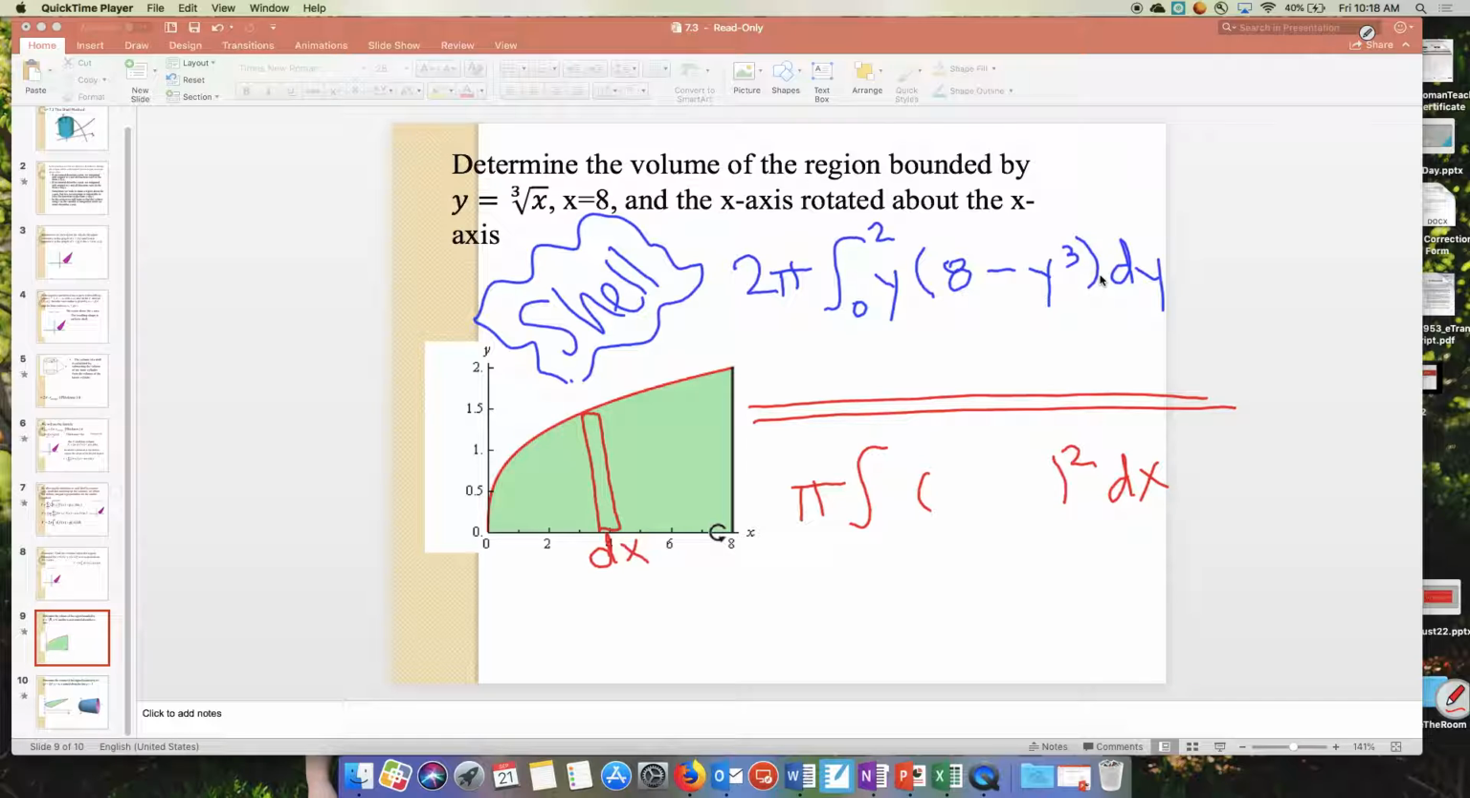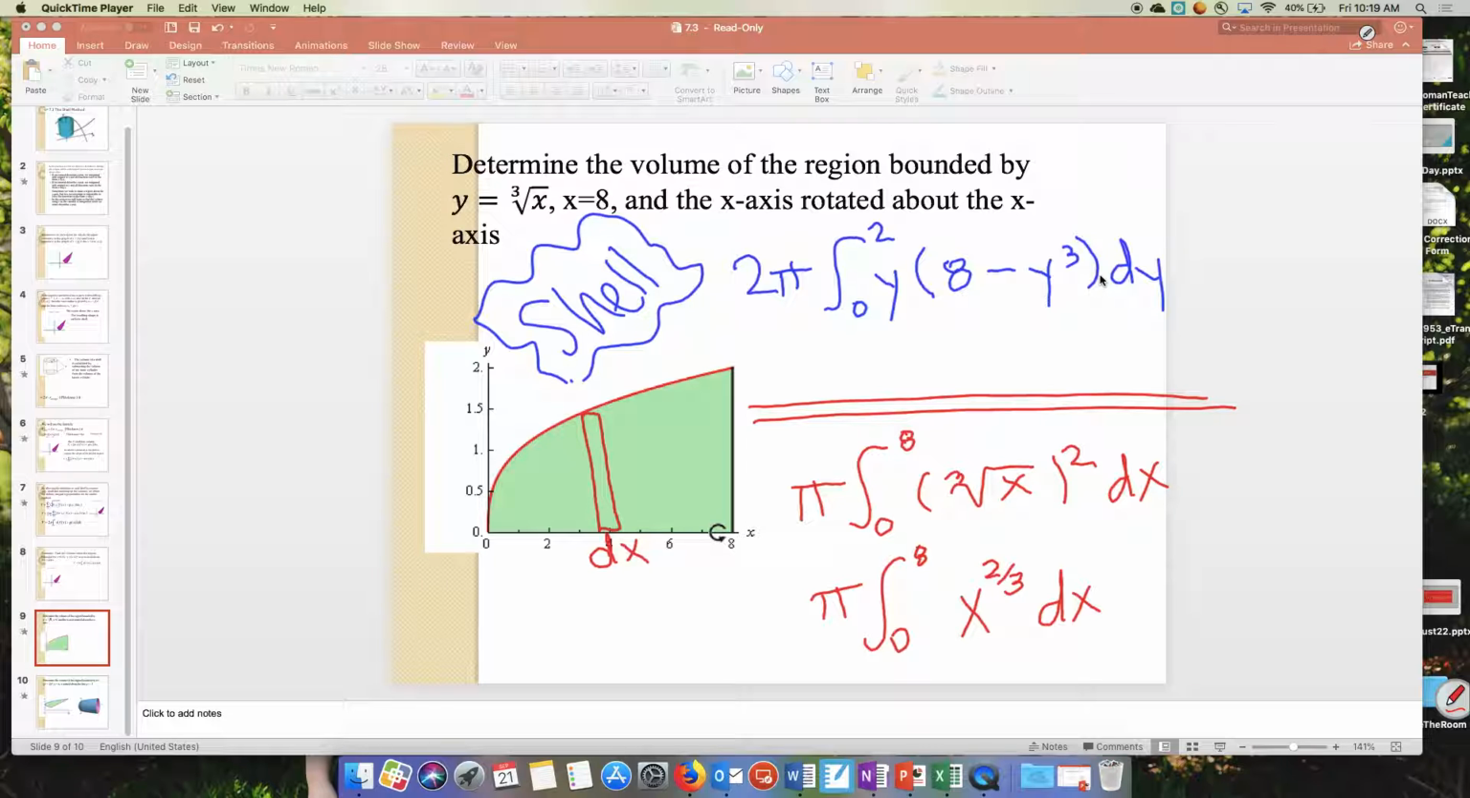Okay, where our radius would be just the cube root of x because we have no hole to subtract out. And our limits of integration would be 0 to 8. So you have pi integral 0 to 8 of x to the 2/3 dx. Or you have this up here. Okay?